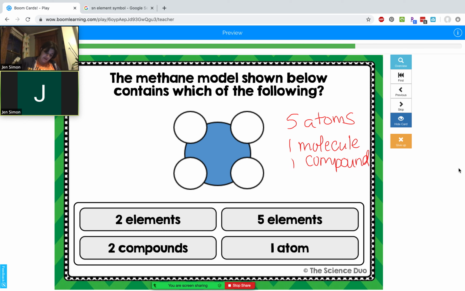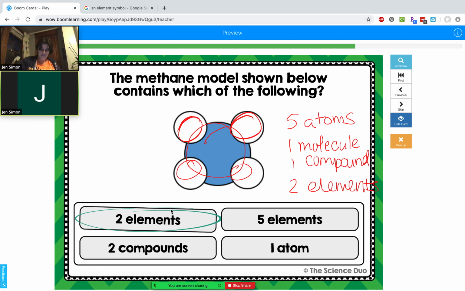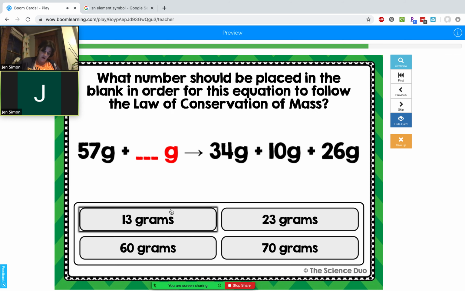And I can also think of it as I have a blue circle, that's 1, and I have white circles, that's 2, and so I have 2 elements present. And that one I see as a choice. Don't worry if that one was a little bit hard. That was just in there just for fun.